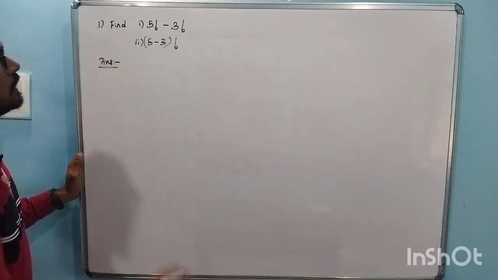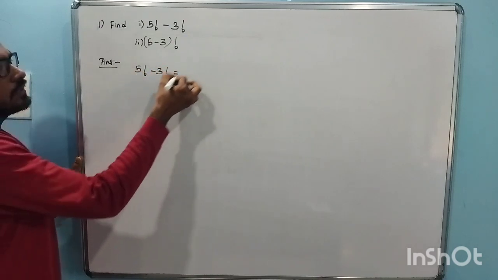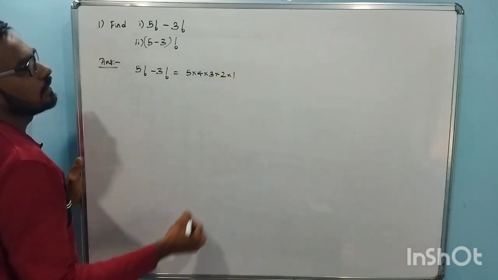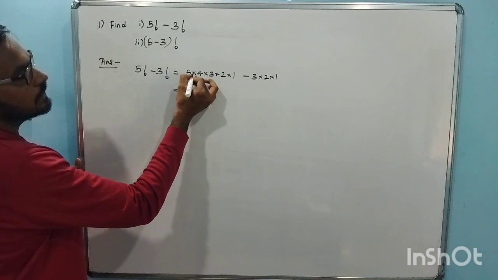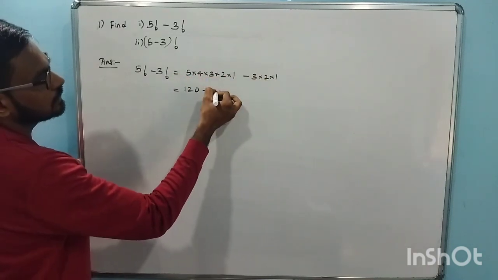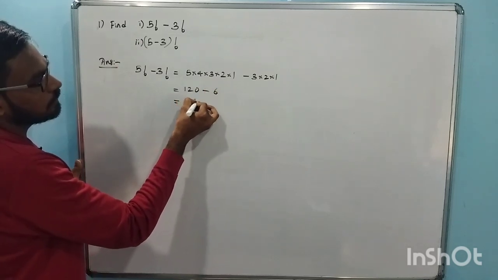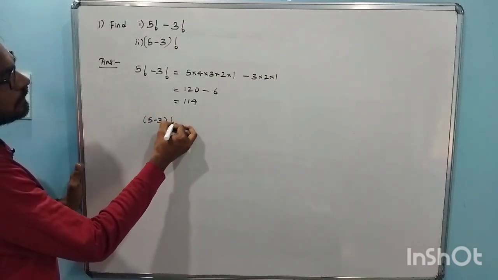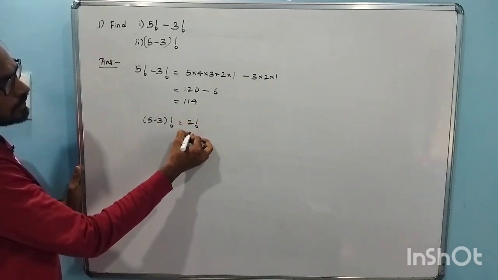So 5 factorial minus 3 factorial will be what? 5 factorial is 5, 4, 3, 2, 1, minus 3 factorial, 3, 2, 1. So this much is what? 120 minus 6. So 120 minus 6 is 114. Okay, next, (5 minus 3) factorial. Now 5 minus 3 is what? 2 factorial. So 2 factorial is 2.